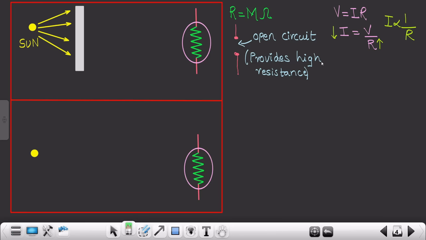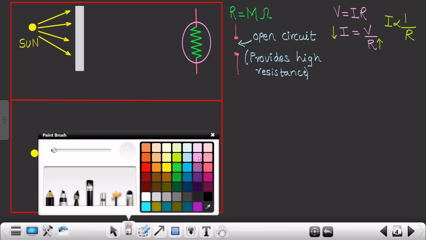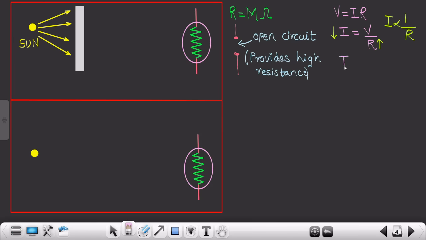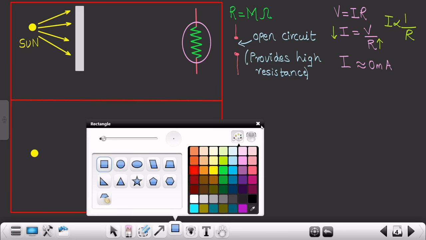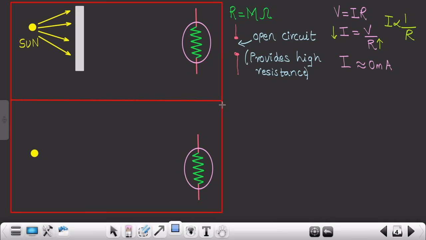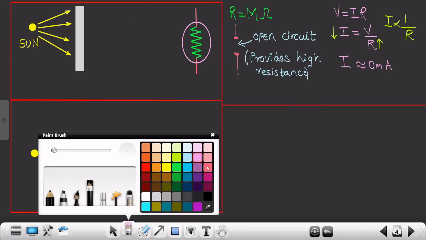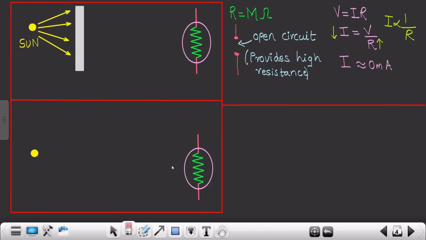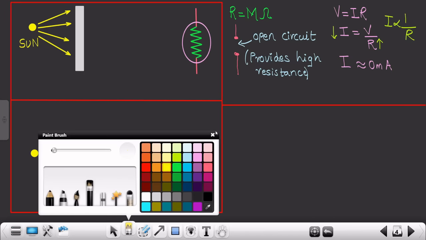Let me write over here, this is what we had concluded. The value of the current would be almost negligible. So your current would be almost negligible, or it would be 0 ampere or milliampere. Okay, we will write milliampere, so that you won't get any doubt in your mind. Let me draw one line over here. This is what we had concluded.